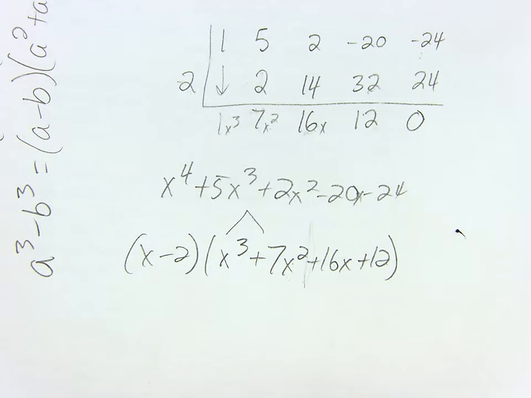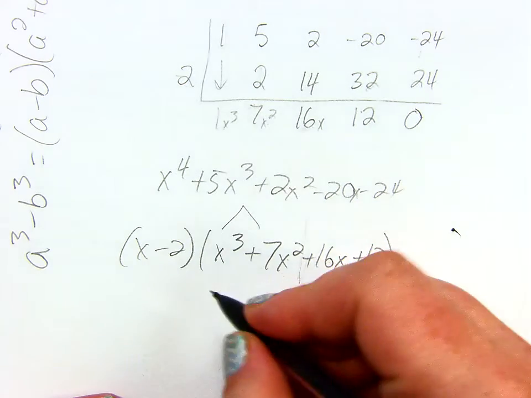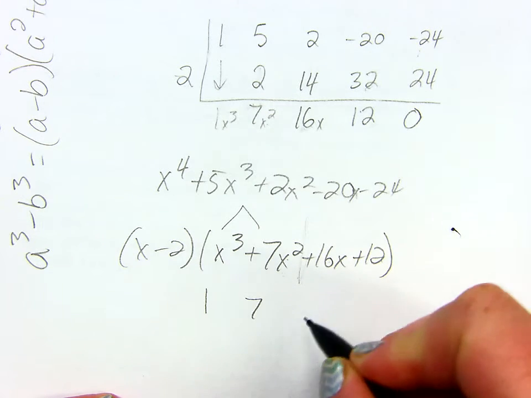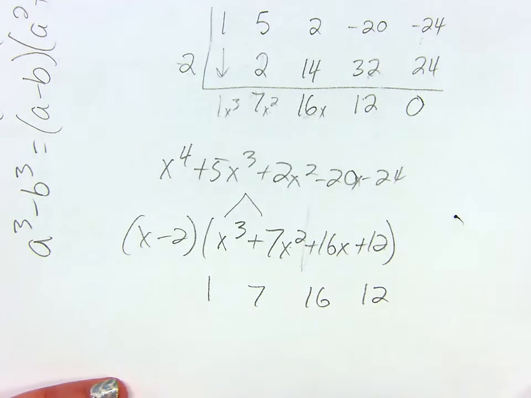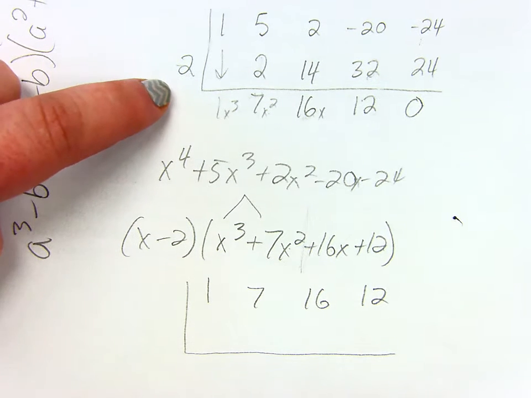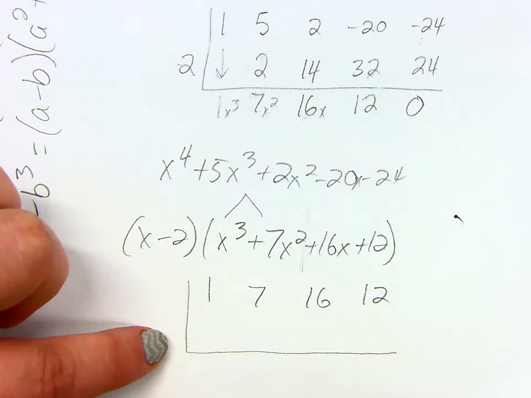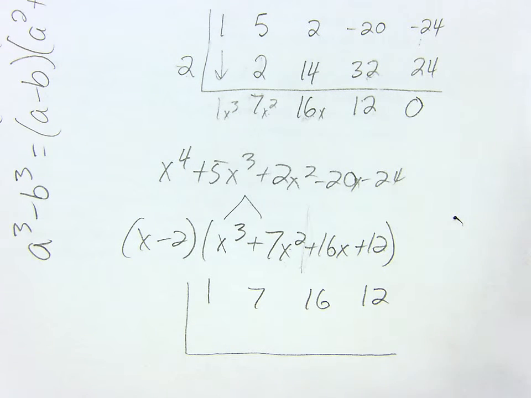So basically what I need to do is I need to keep doing the synthetic substitution to find a second 0. But I don't have to go back to the original numbers. I can just do the numbers that are right here. 1, 7, 16, 12. And here's the other good thing. 1 and -1 didn't work in the original, so they're never going to work. I never have to try them again. I do want to try 2 again, though, because what if it's a double root? So I'm going to try 2 again, and I'm just going to keep going down my list until I find another 0. But then I'll be almost done, okay?